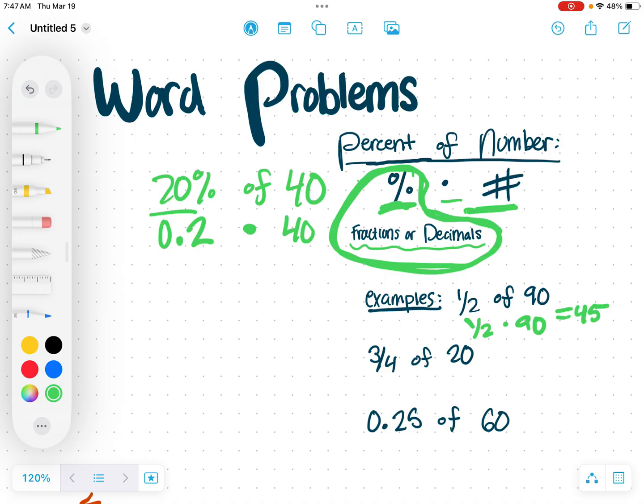3/4 of 20, okay, means you're taking 3/4 of 20. So you would take 3/4, multiply it by 20, which gives us 15. And then same thing with this one. Even though it's a decimal, we can still use it. It says of, we're going to multiply, and then we do of 60. Plug that into our calculator, and we get 15 as well.